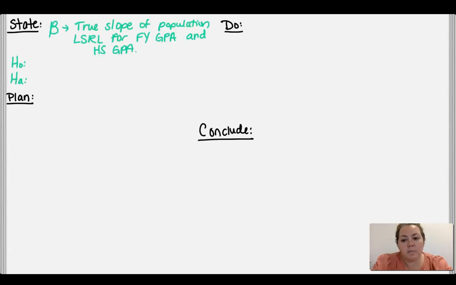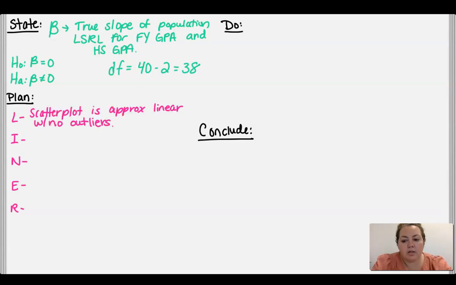Beta is the true slope of the population's least squares regression line for first year GPA and high school GPA. Our null hypothesis is beta equals 0, and our alternative is beta does not equal 0. Degrees of freedom is 40 minus 2, so 38. When we're checking the conditions, we're going to use the acronym LINER. So L stands for linear. The scatter plot is approximately linear with no outliers.